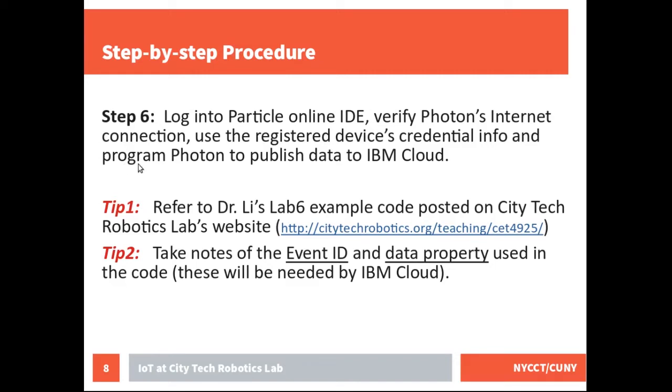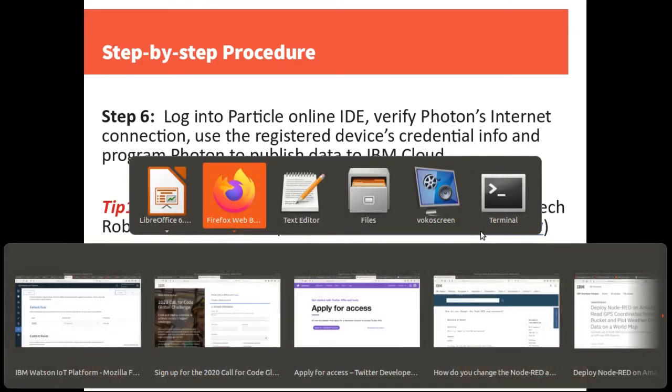Step 6. Log into Particle Online ID, verify Photon's internet connection, use the registered device credential information, and program Photon to publish data to IBM Cloud. I have 2 tips here. Tip 1, you can refer to my Lab 6 example code posted on CityTech Robotics Research Lab website. Here's the link. Let me show you where you can find it.